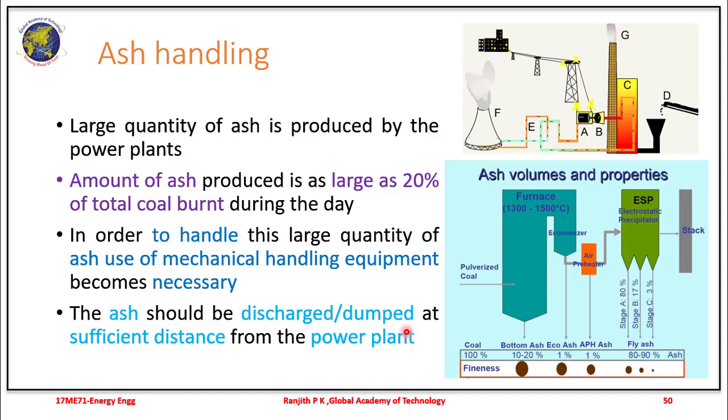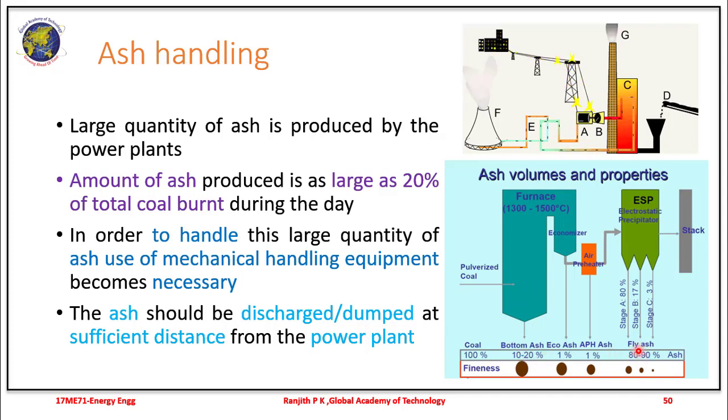So having understood how the coal is supplied, how the coal is burnt, we now look at how the ash is handled. Once the coal is burnt, it produces a large quantity of ash. The ash produced could be as large as 20%. In order to handle this, the use of mechanical handling becomes necessary. The ash should be discharged at a sufficient distance from the power plant.